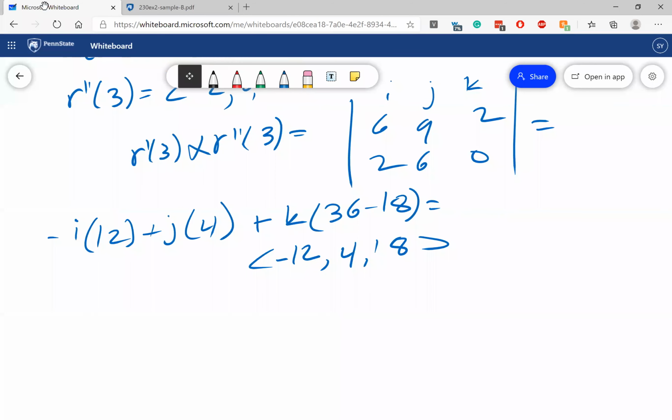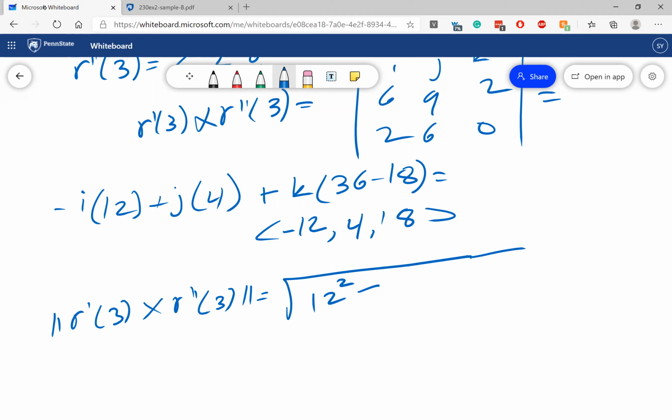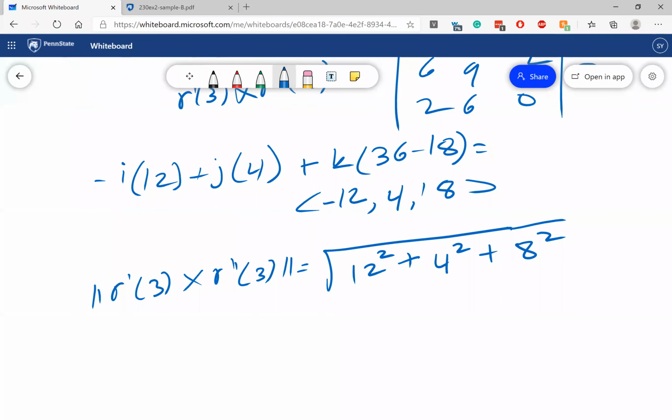Okay, so now the magnitude of this is going to be equal to the square root of 12 squared plus 4 squared plus 8 squared. Okay. So now the next thing we want to know is what is the magnitude? It would be 18 squared, not 8 squared. Oh, sorry, 18.